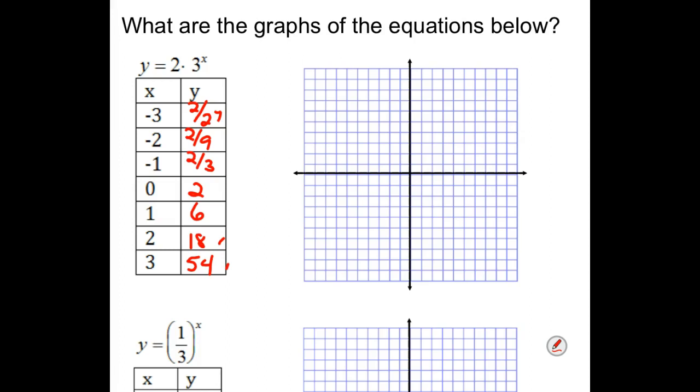So over 1 up 6, 0, 2, negative 1, we're at 2/3, then we're at 2/9, and again, you should be showing that you're getting closer to the x-axis. Do we have enough points to see our curve? All right, go ahead and draw it in.